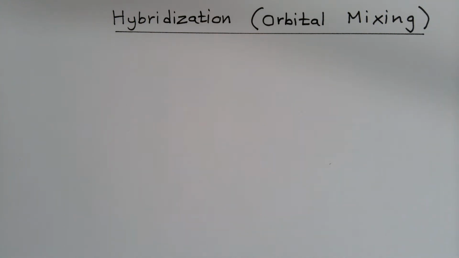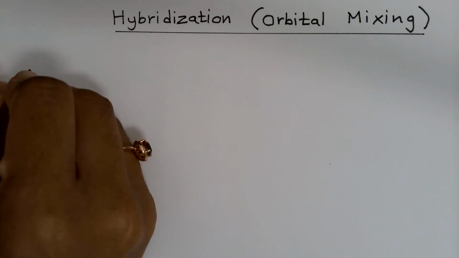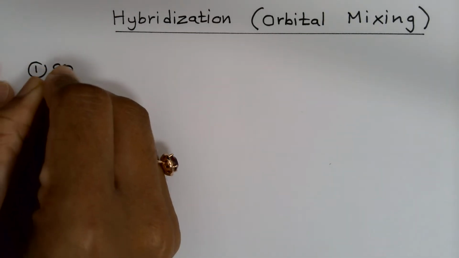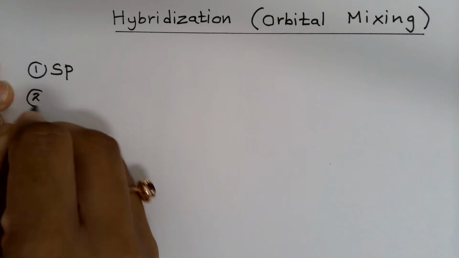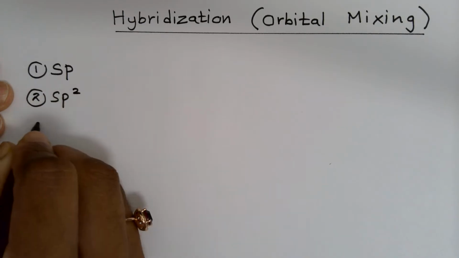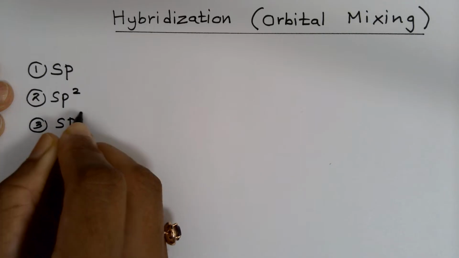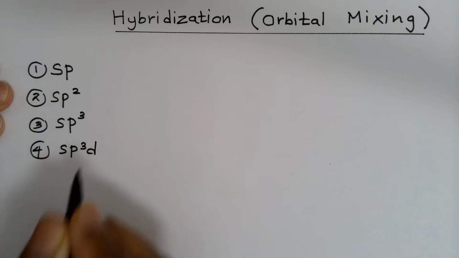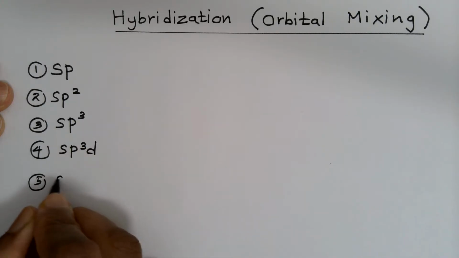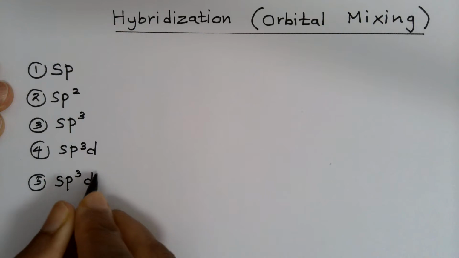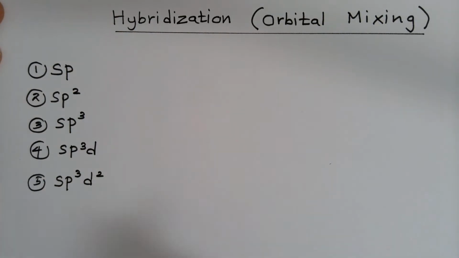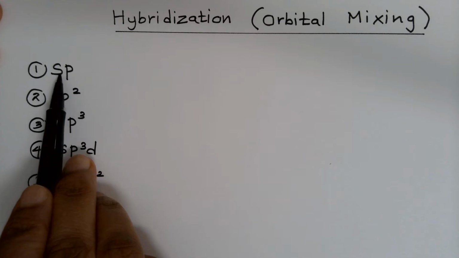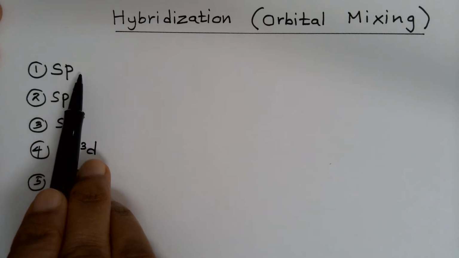Let's talk about hybridization of orbitals. Hybridization means orbital mixing. There are 5 types of hybridization we can discuss: sp hybridization, sp2 hybridization, sp3 hybridization, sp3d hybridization, and sp3d2 hybridization. So this meaning is sp, s orbital and the p orbital mix together.